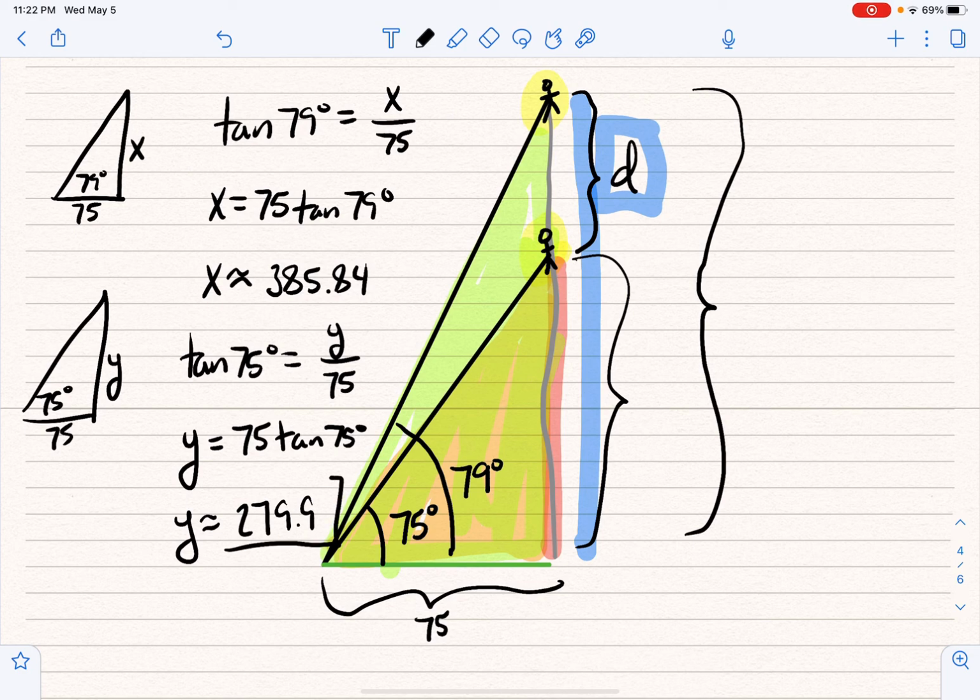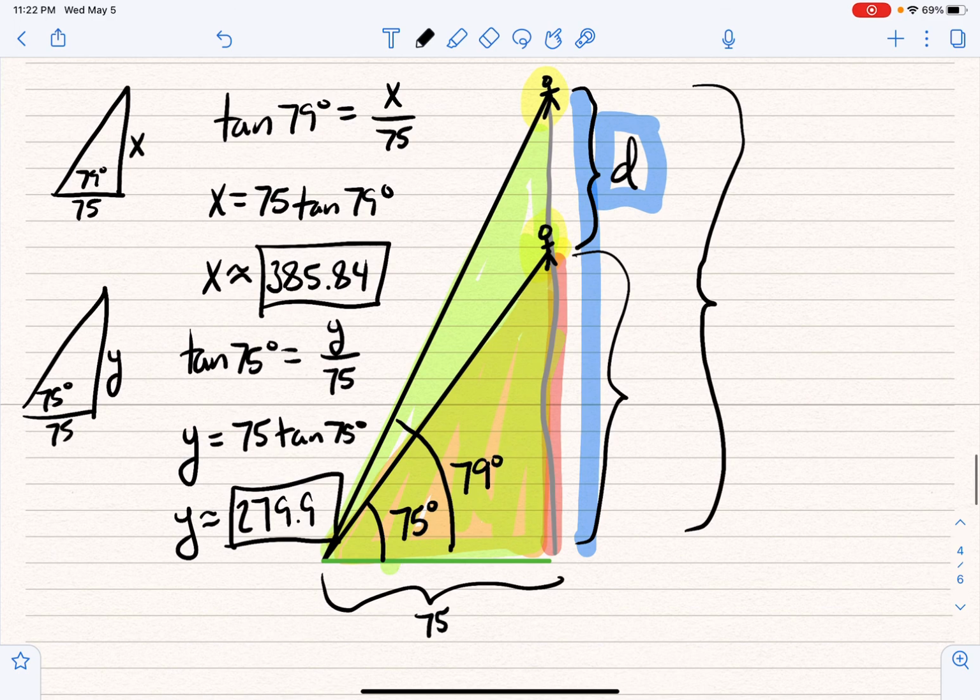279.9. What I have to do is subtract this number from this number. So I take my 385.84 minus 279.9, hit enter, and I get a final answer of 105. That distance right there is equal to 105.